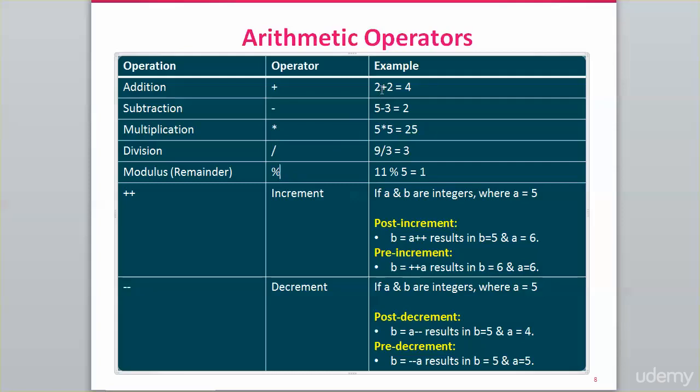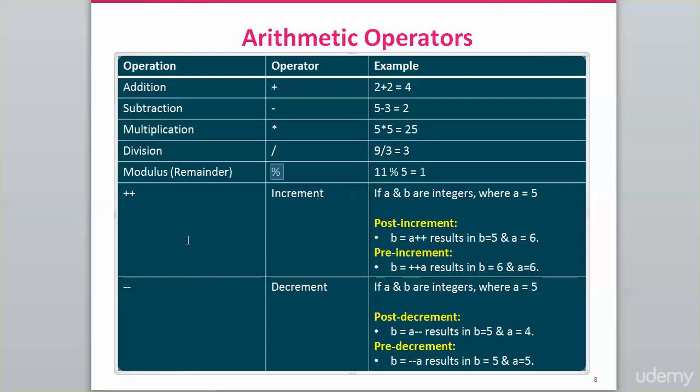So if you were to do 2 plus 2, it would give you the number 4. In this case, 5 minus 3 would give you the number 2. 5 times 5 would give you 25, and 9 divided by 3 would give you 3. The modulus operator is used to give the remainder, in this case being 11 mod 5 equal to 1, because when you divide 11 by 5, the remainder is 1. You can also use increment and decrement operators, very similar to C and C++, as well as Java.